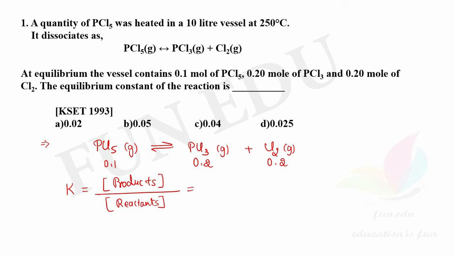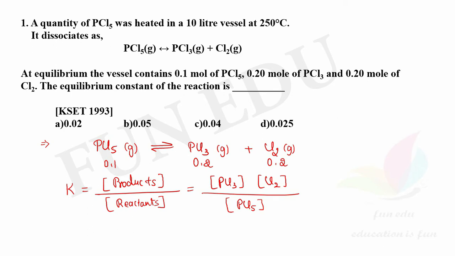So if you see the given reaction, here you are having two products and only one reactant. So the concentration of product is nothing but concentration of PCl3 into concentration of Cl2, divided by concentration of reactant, which is nothing but concentration of PCl5. So this is the equation that you can write for the equilibrium constant.